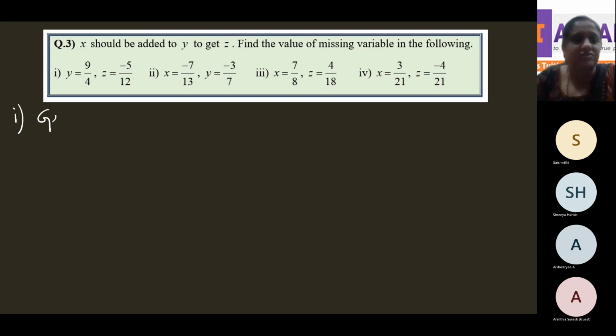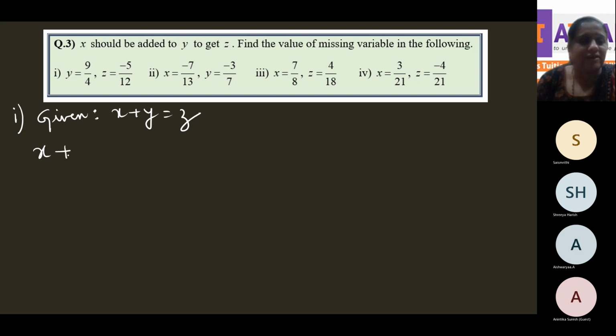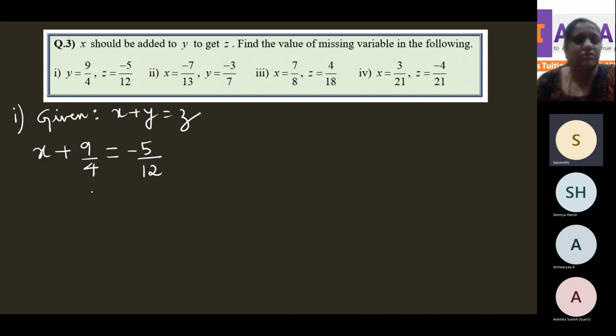You must first start like this. Given, presentation is very important. Given X plus Y is equal to Z. Now, we are working the first one. X, we don't know, plus Y. Y is 9 by 4, is equal to Z is equal to minus 5 by 12. Is this understood? Yes, ma'am.